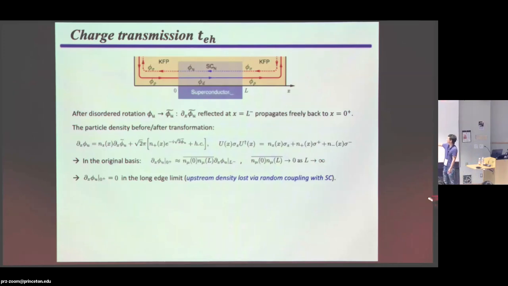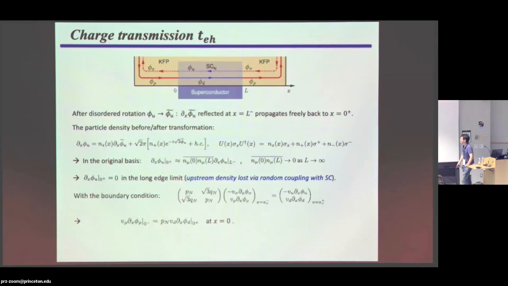So basically, this says the upstream density, because it strongly interacts with the superconductor, keeps tunneling back and forth with the superconductor and equilibrates itself. Eventually, when it reaches the left edge, the left boundary, it averages out to 0. So we can simply set this partial x phi u on the left boundary to 0 for a long edge. And with that, this simplifies the boundary condition to a simpler relation. By setting partial x phi u equal to 0, you can only care about these downstream modes, which are related by a factor Pn, their number density.